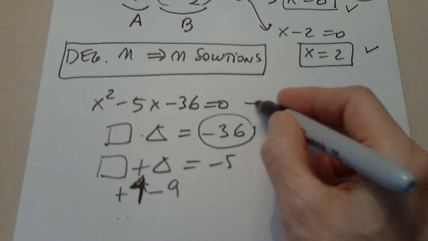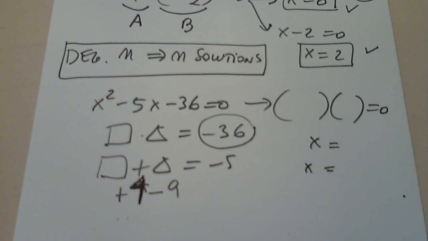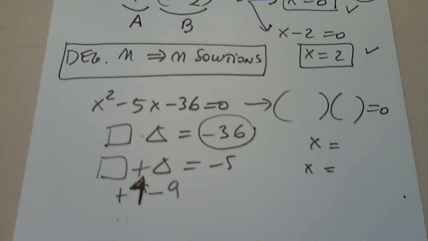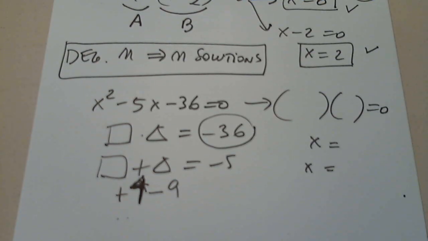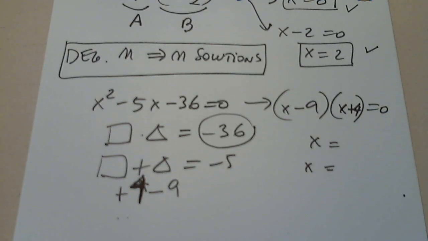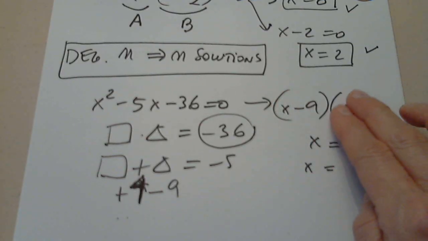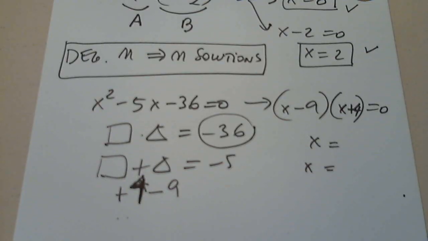Good. So then from here, how do we factor the left-hand side and what solutions do we get? X minus 9, x plus 4. Or x plus 4 times x minus 9, the same thing. And the solutions are, if the first factor is 0, what do we get for x? If the second factor is 0, what do we get for x?